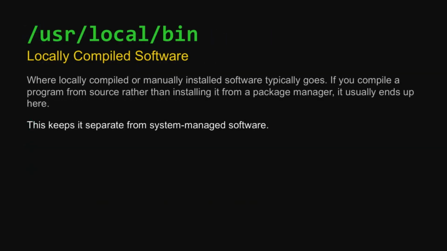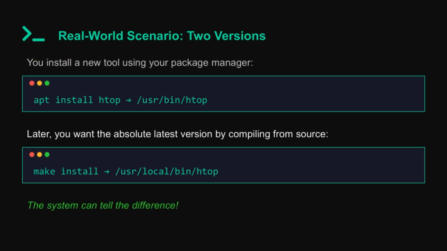Now, /usr/local/bin is where locally compiled or manually installed software typically goes. If you compile a program from source rather than installing it from a package manager, it usually ends up here. This keeps it separate from system-managed software. Let's say you install a new tool using your package manager, like apt install htop. The executable goes to /usr/bin/htop. Later, you want to install the absolute latest version by compiling from source, and that version goes to /usr/local/bin/htop. The system can tell the difference.